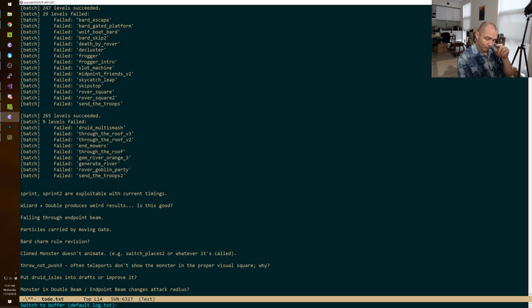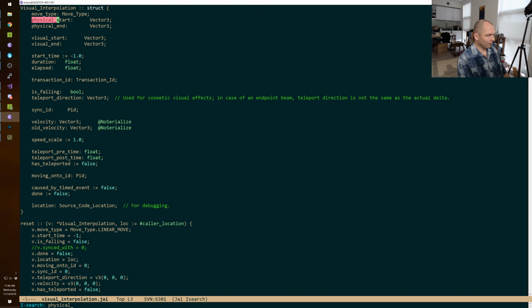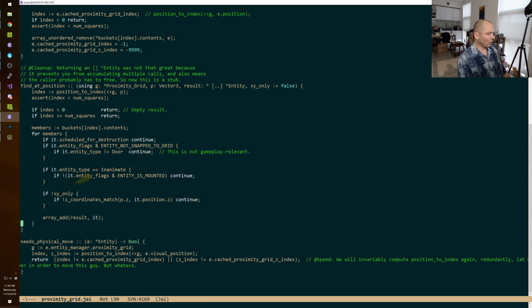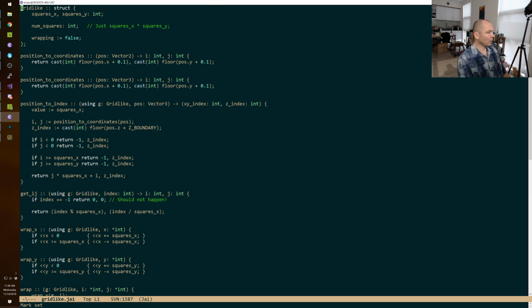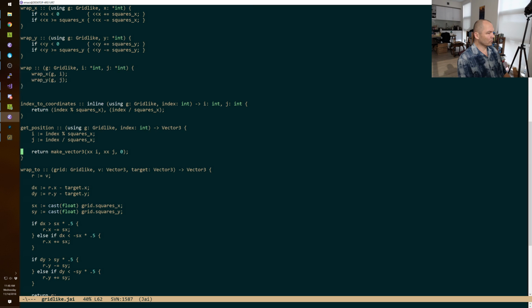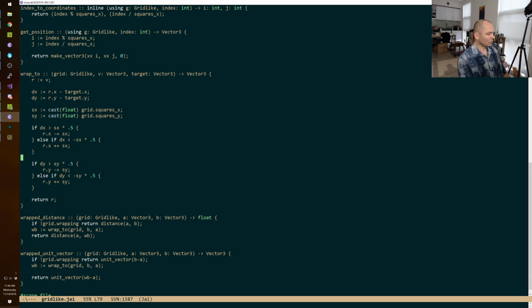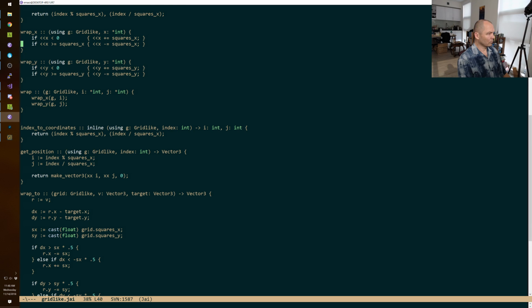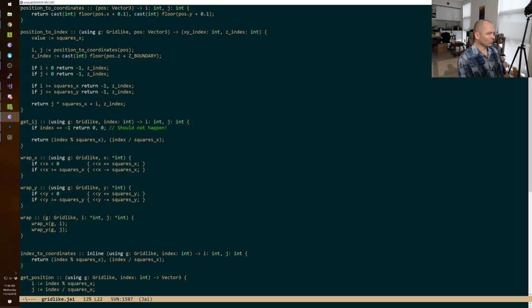You know, oh, dude. When we were looking at the physical move thing, where was the thing with the Z rounding and stuff? Update physical position. No, it was in proximity grid. Remember we did that thing. Oh, grid like Z boundary. So this thing is not right. This is asymmetric.